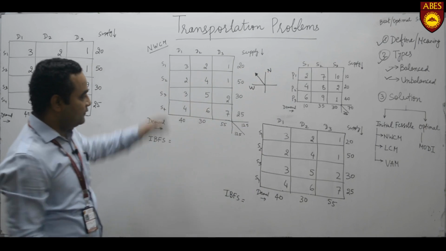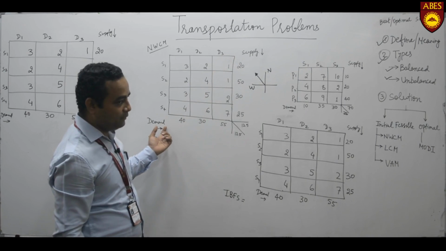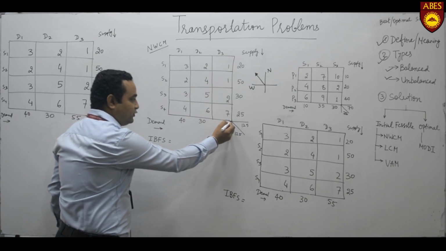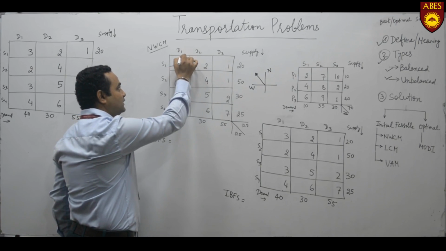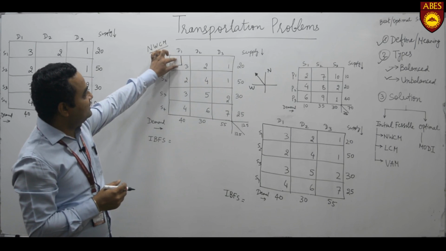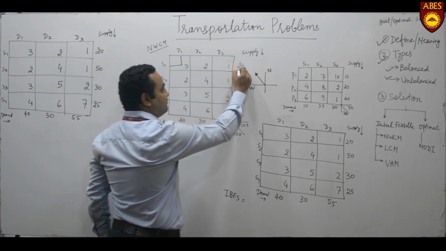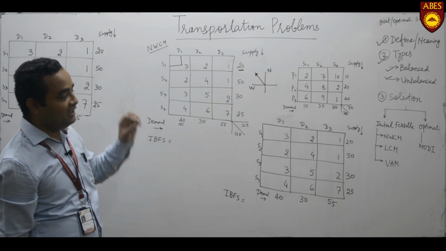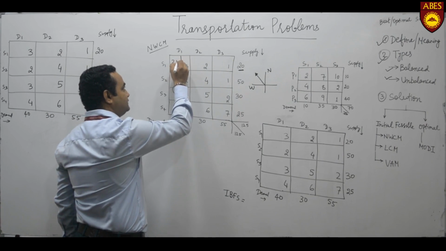This is a balanced transportation problem because the total supply is equal to the total demand, that is 125 equals 125. So from this origin we take the north-west corner method. First is the allocated cell, and we have to put the value in this allocated cell. Here we concentrate on the minimum value. Supply is 20 but demand is 40, so we give the minimum value, that is 20. So we put 20 in this block.